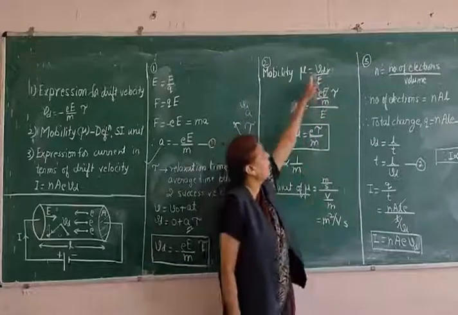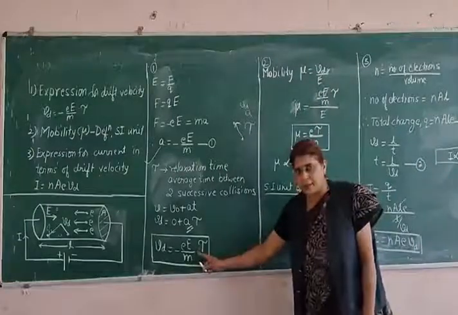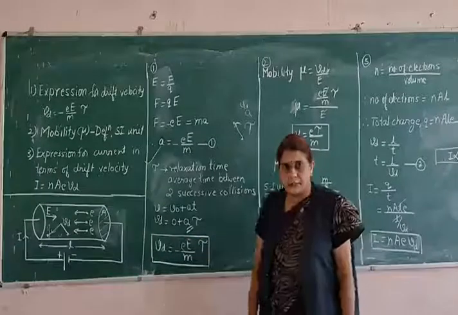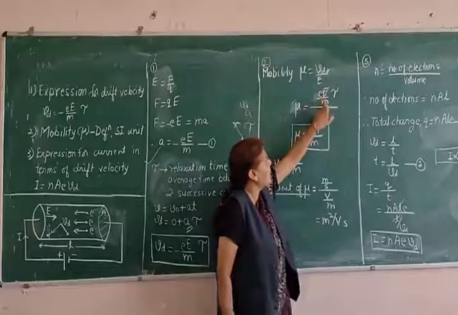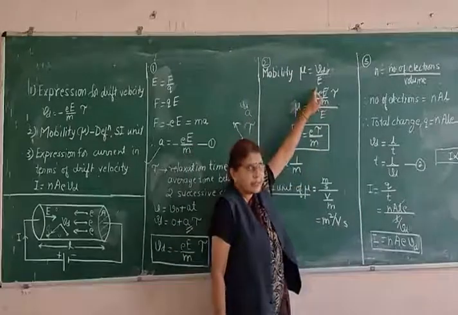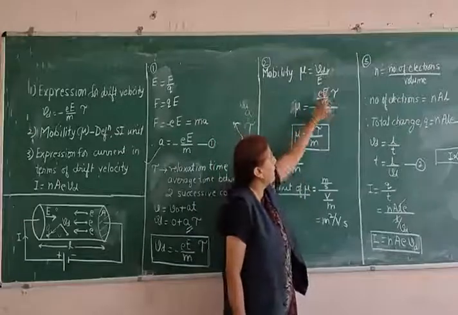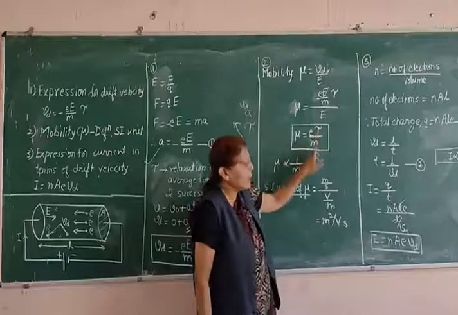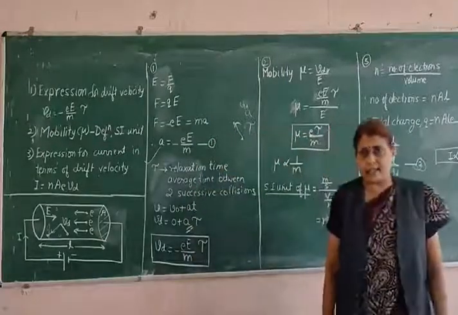Now let us put the value of drift velocity which we have derived just now. We shall take the numerical value, in the sense we shall drop the negative sign. So the magnitude of velocity vd is eEτ/m, without the negative sign, divided by the electric field E. If you simplify, E and E get cancelled. So you will have mu is equal to eτ upon m. This is an expression for mobility of a charge carrier.